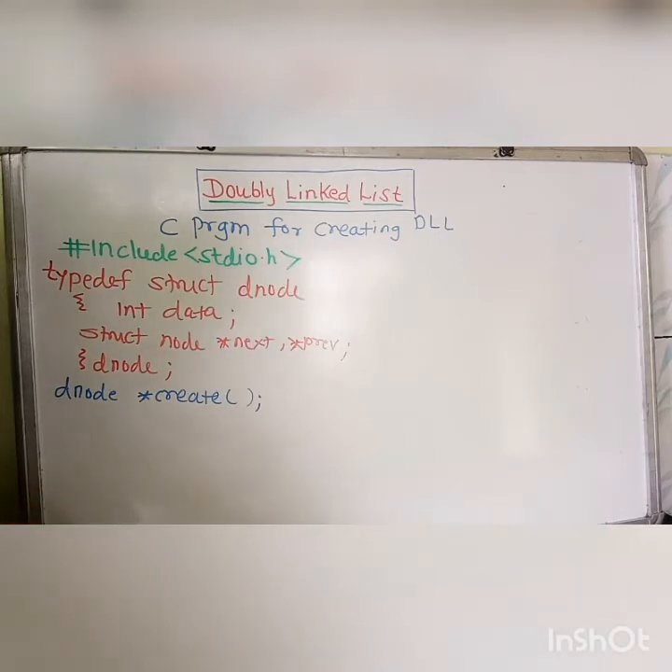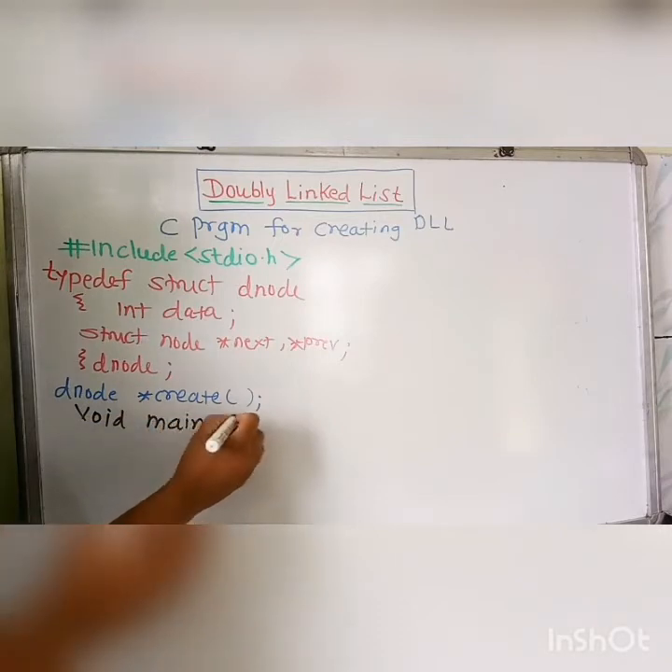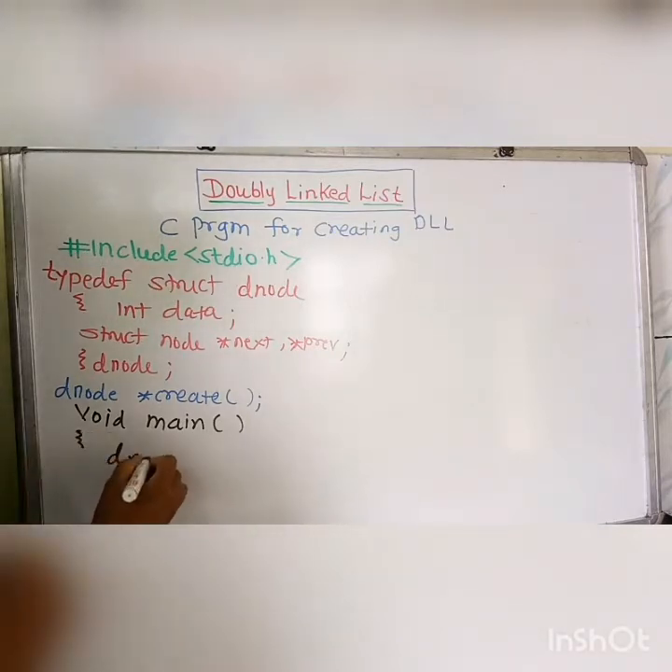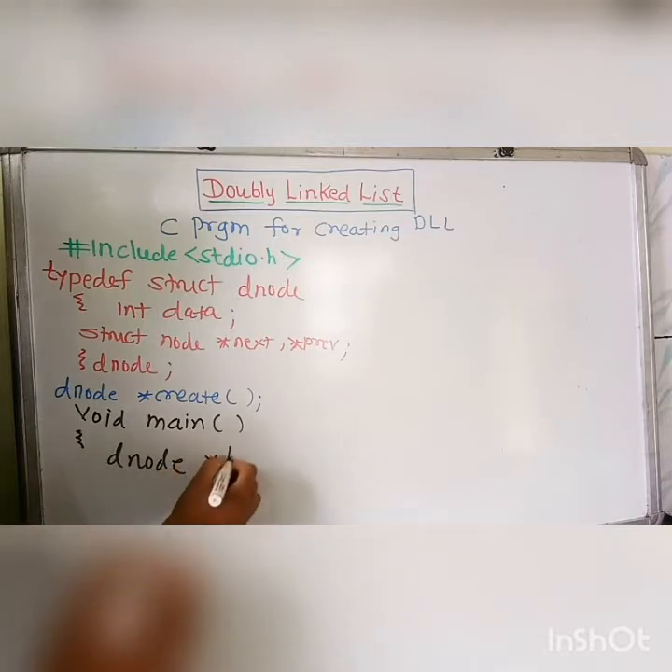Now we can start the program with void main. So we will write down void main here. And now, as we all know, for any linked list there should be one head node. We have to create the head node and then attach the next subsequent nodes to it. So first of all, we will create the head node. It should be of node type, so DNode type star head.